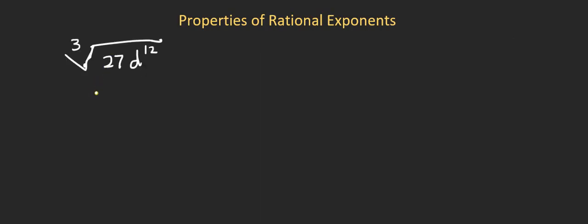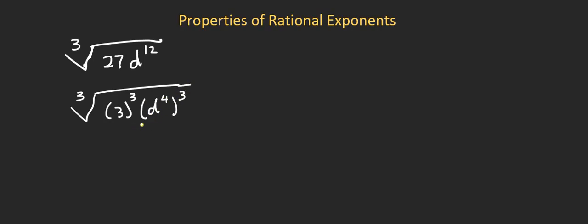Let's take a look at this example. You've got the cube root of 27d to the 12th power. Well, you could rewrite the radicand as 3 to the third power, and d to the fourth to the third power. And since this is 3 to the third power and d to the fourth to the third power, you can rewrite it as 3d to the fourth, that whole thing to the third power.